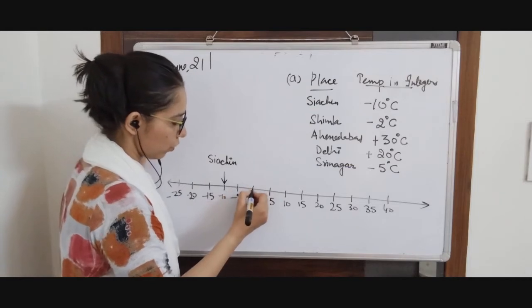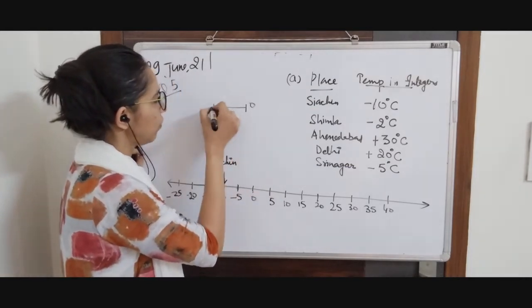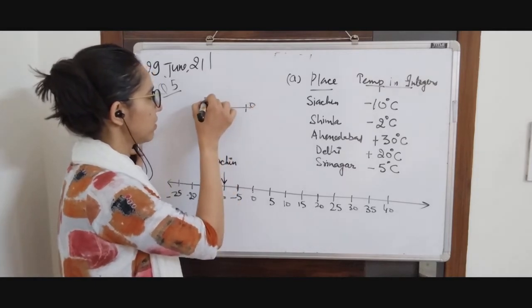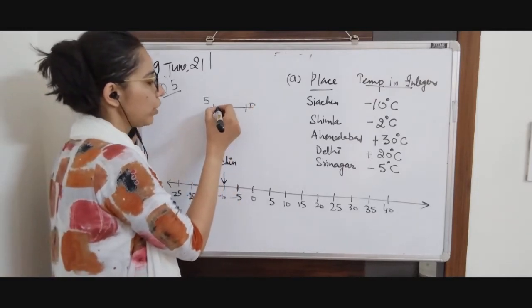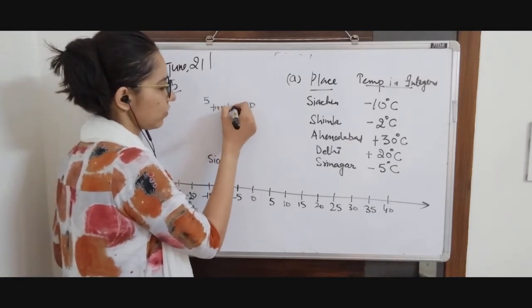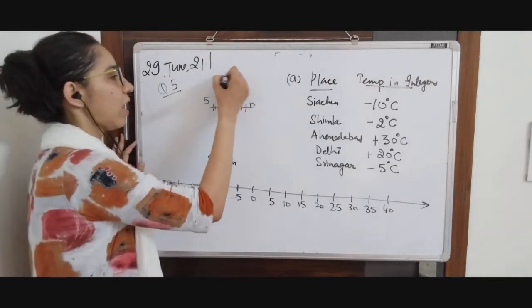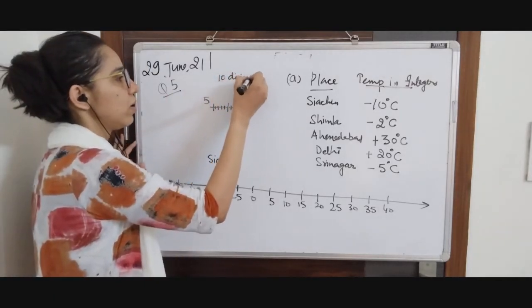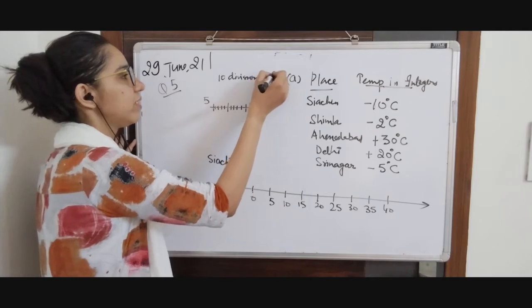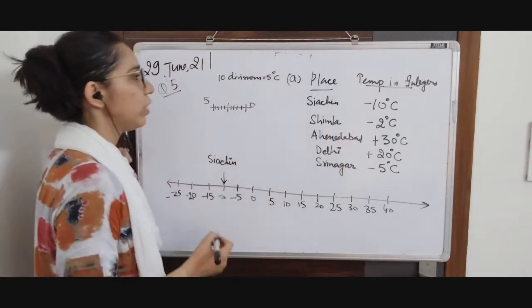Now 0 to 5. In 0 to 5, I am plotting it here again to understand it better. We are going to have 10 divisions in that. 1, 2, 3, 4, 5, 6, 7, 8, 9 and 10. 10 divisions are equal to 5 degrees Celsius. And I want to know what is my 2 degrees.